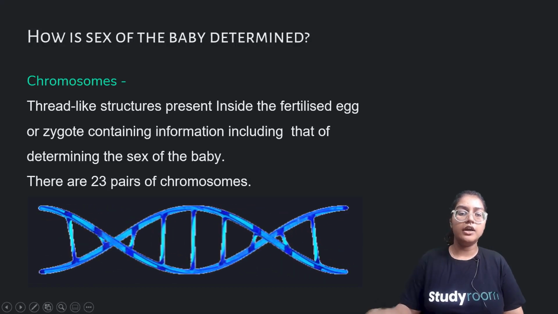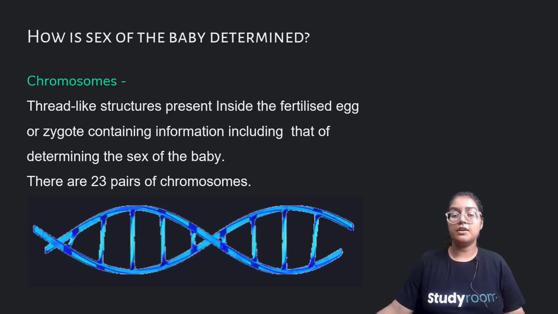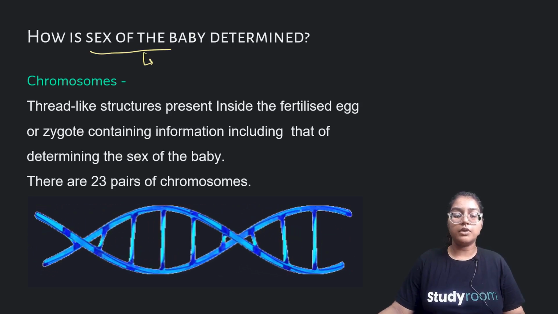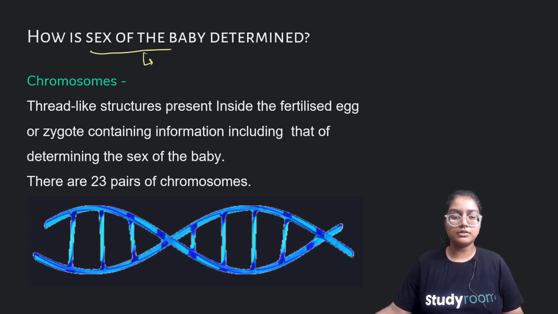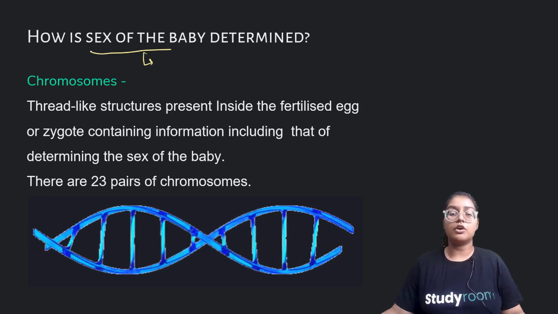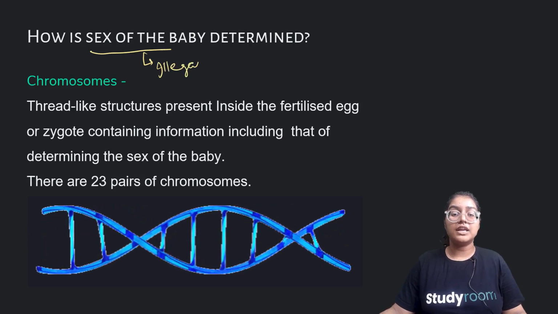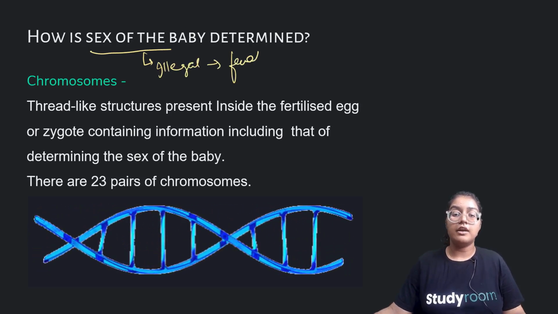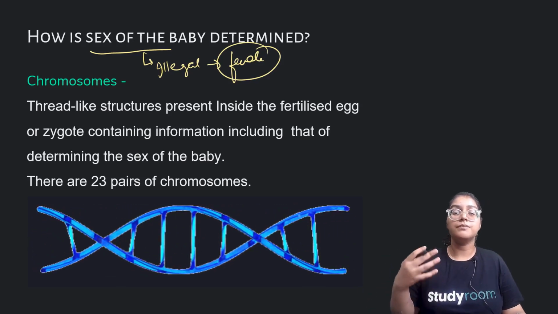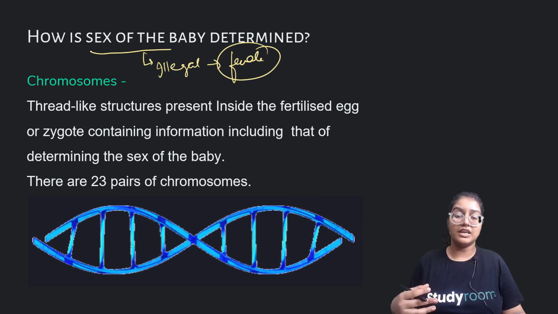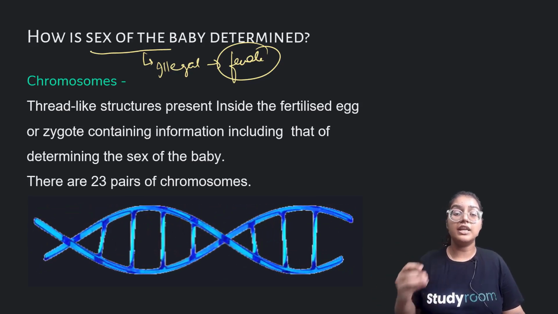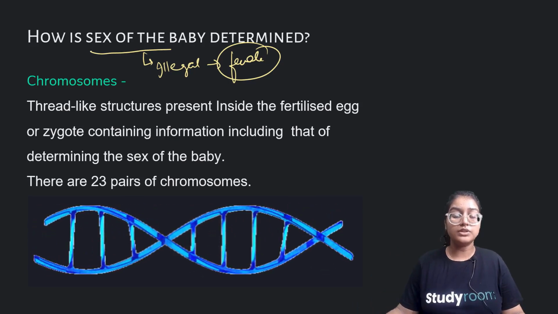So let's start. How is the sex of the baby determined? First of all, getting the sex of the baby checked by the doctor is illegal because it can lead to female feticide and the selection of the male gender over the female gender. It has been practiced in India, and it has led to several cases of female feticide in India. So it's illegal, but still we have to know the science about it.